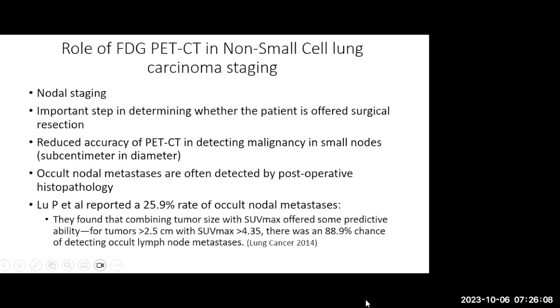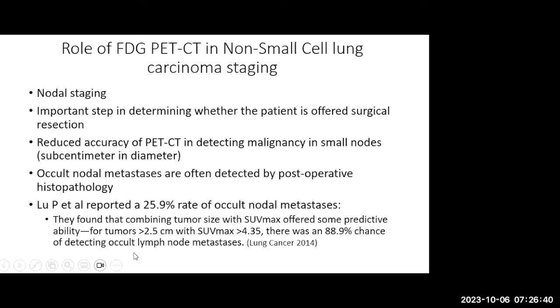Something to keep in mind is that with anything very small, sub-centimeter in diameter, we may have a problem identifying the uptake, even if it is malignant or metastatic, just because of the resolution of the scanner. But we are all familiar with that and we understand that. But if we have a lesion that is more than a centimeter in particular, then we feel confident calling it negative if it is negative.